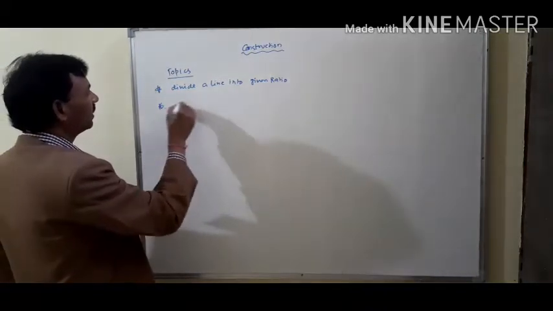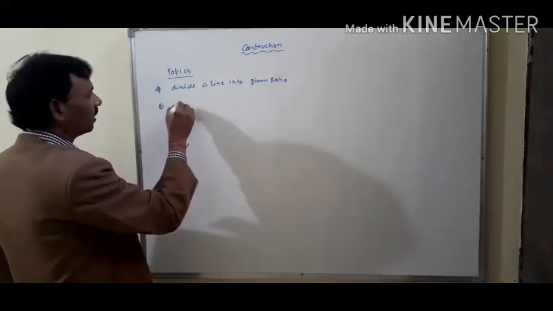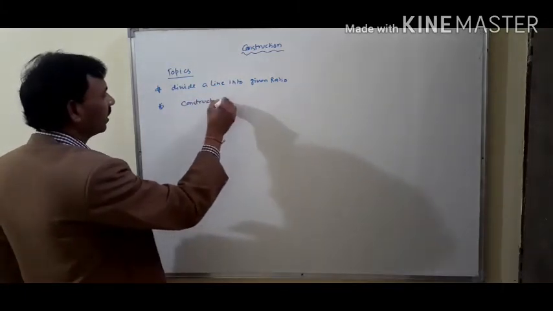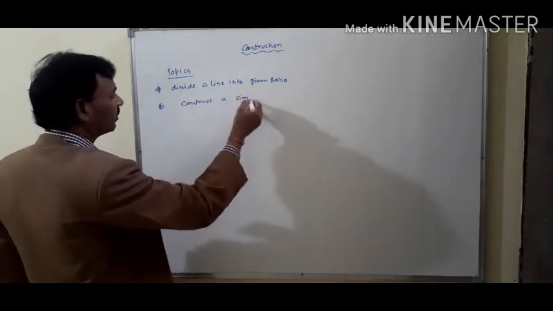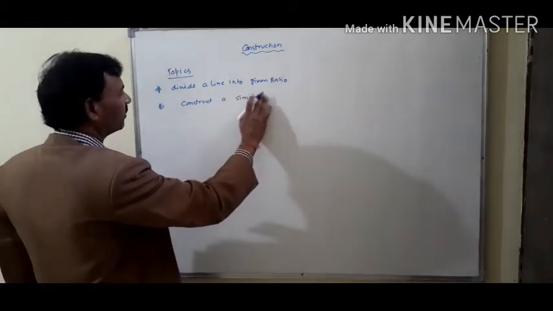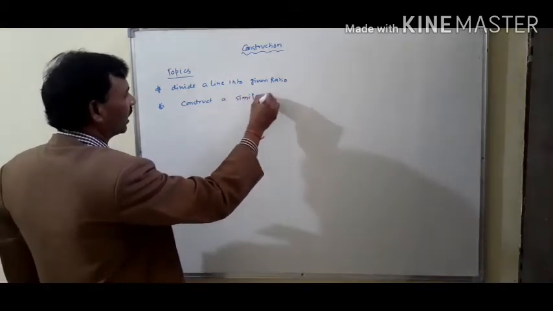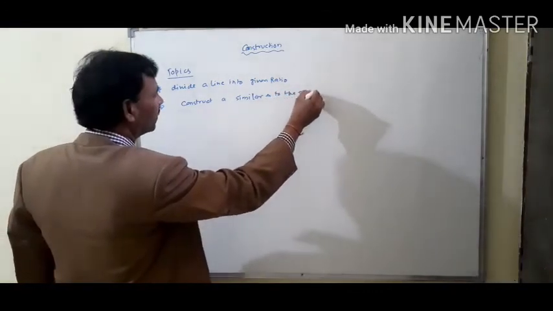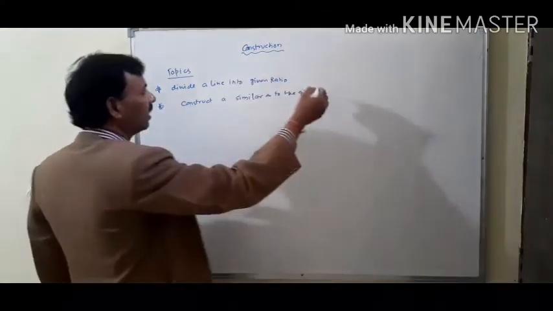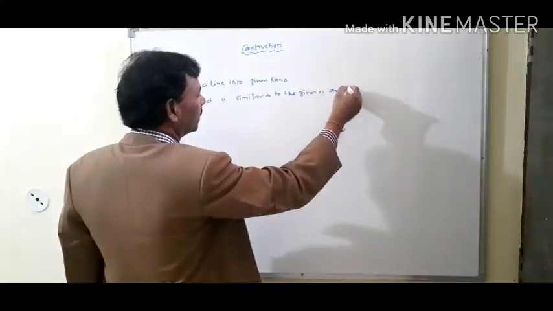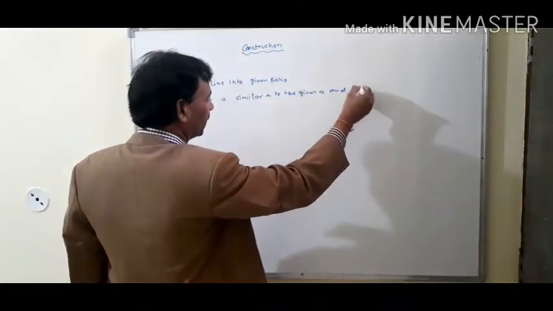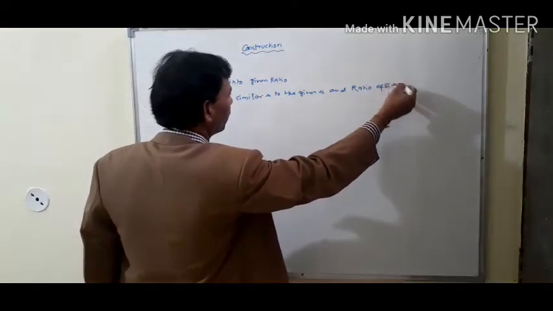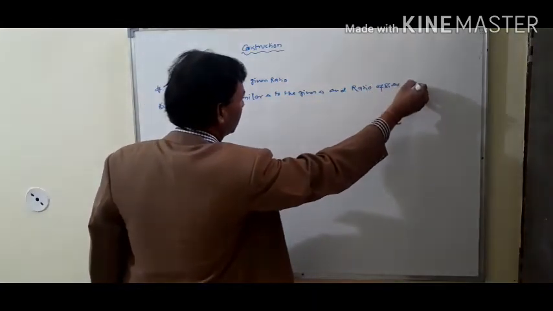Second topic is construct a similar triangle to the given triangle, and the ratio of sides is also given.